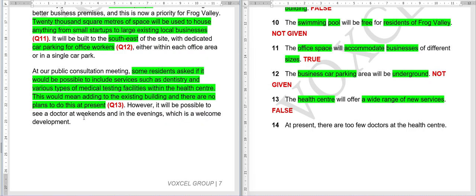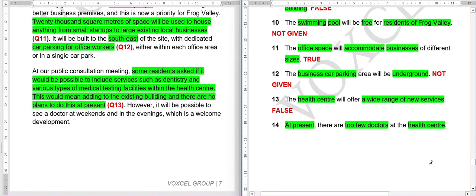Hope it is clear. Moving on to the next, last question, 14th. At present, there are too few doctors at the health center. So they're saying that right now, at present, there are too few doctors, meaning the number of doctors is insufficient. So the number is not sufficient at the health center.